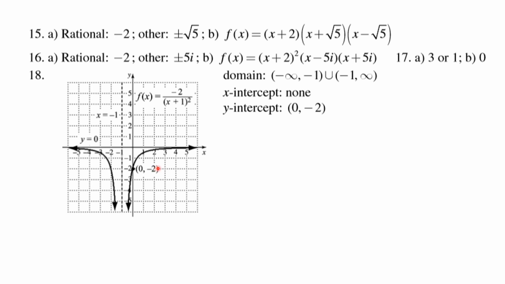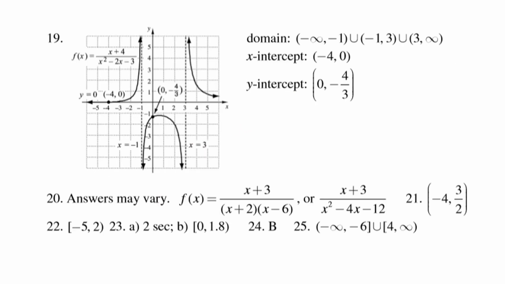Number 18, the picture looks like this. This is the domain that you should have in interval notation. There is no x-intercept. It never crosses the x-axis. And the y-intercept is 0, -2. This is the graph you should have for number 19, and the answers for the domain. X-intercept and y-intercept are shown up here.